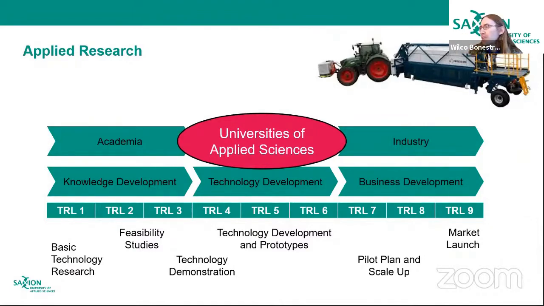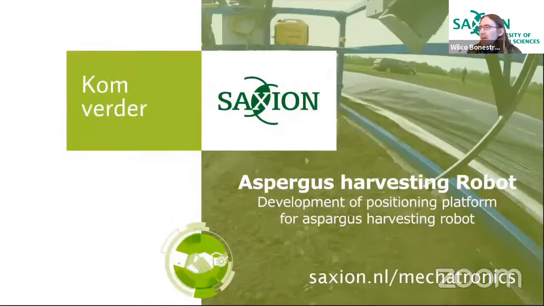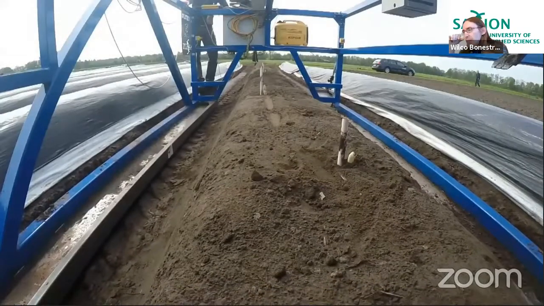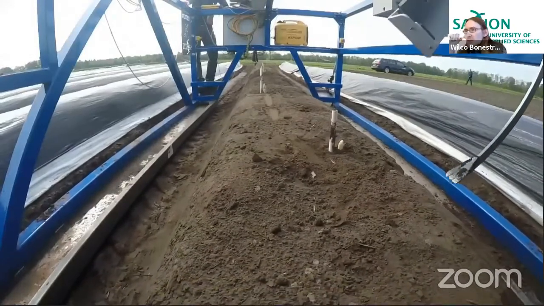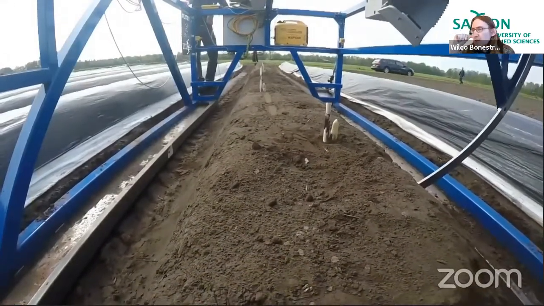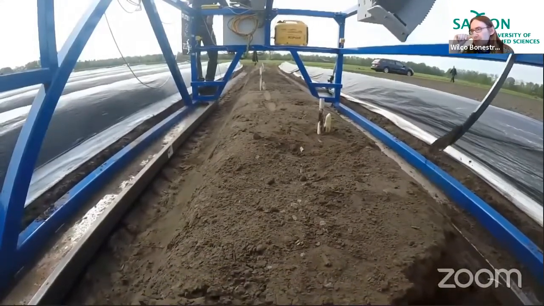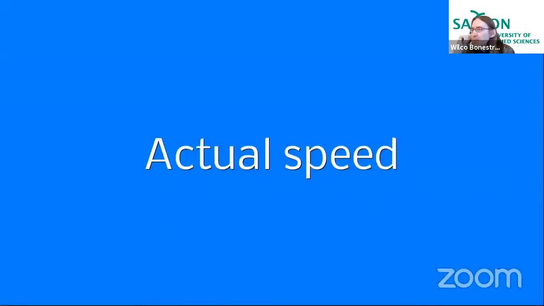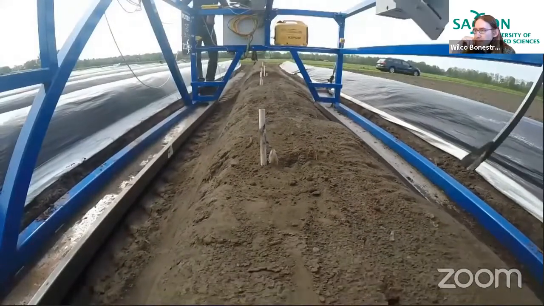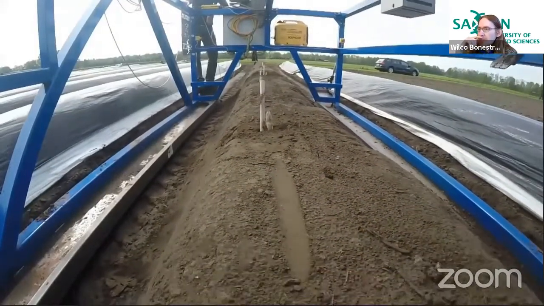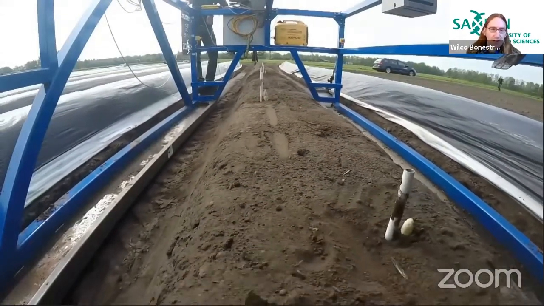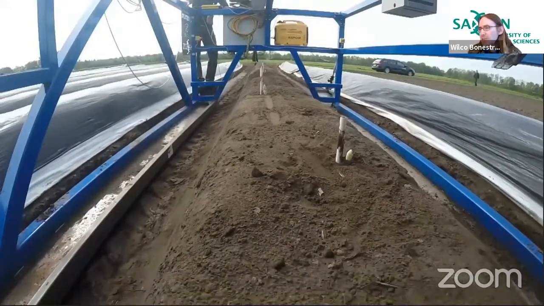For example, we have a project together with a company that makes asparagus harvesting robots. This is one of the first prototypes we worked on together with 2 companies. And this is really a machine that can take over the manual labor of harvesting asparagus. It's in slow motion. So typically this is where a company comes with questions or challenges, and together we can develop these kind of prototypes.